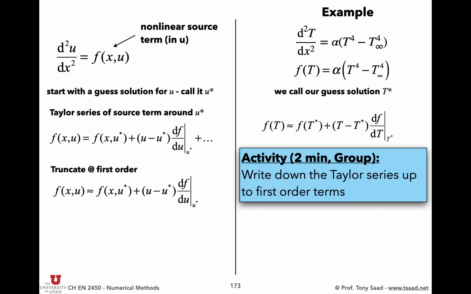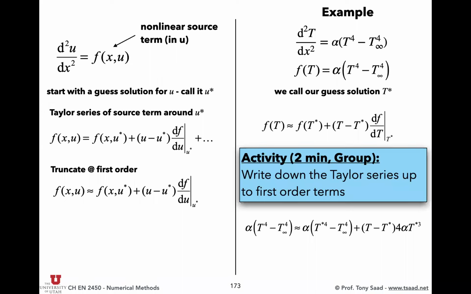So I wrote it down as alpha times t star to the 4th minus t infinity to the 4th. Correct. Plus, in parentheses, t minus t star. And then that multiplied by 4 alpha t star cubed. Excellent. Minus t infinity. No, there's no t infinity because t infinity is not a function of t, it's a constant. Right. So that would go to 0. Okay, so 90% correct. What Katie said is correct.